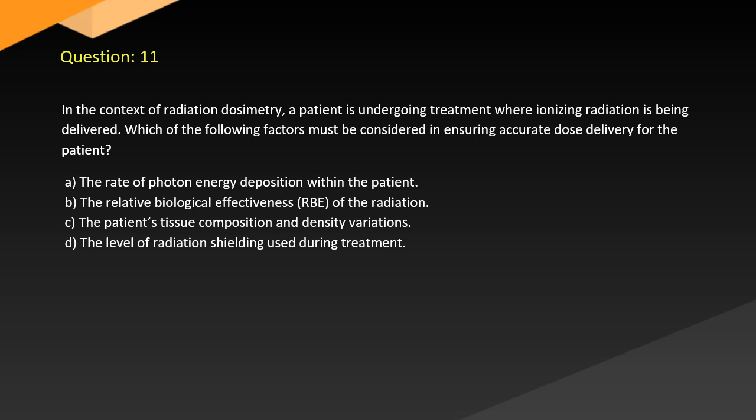Question 11. In the context of radiation dosimetry, a patient is undergoing treatment where ionizing radiation is being delivered. Which of the following factors must be considered in ensuring accurate dose delivery for the patient? A. The rate of photon energy deposition within the patient. B. The relative biological effectiveness, RBE, of the radiation. C. The patient's tissue composition and density variations. D. The level of radiation shielding used during treatment.